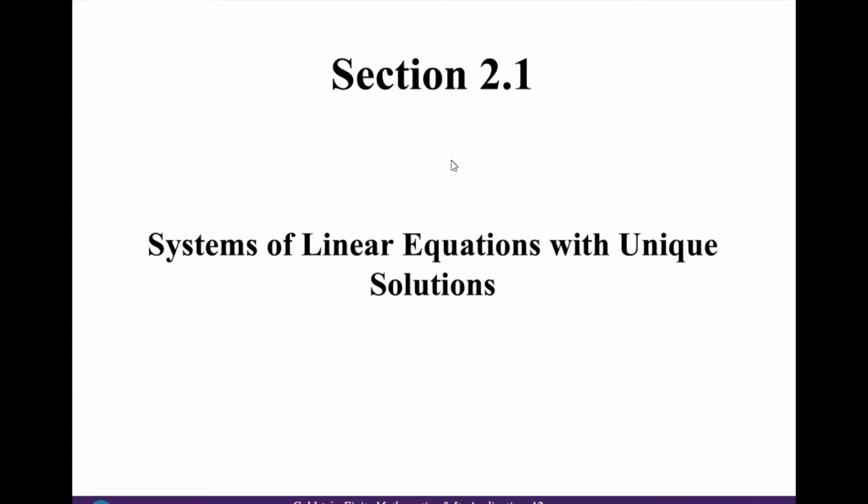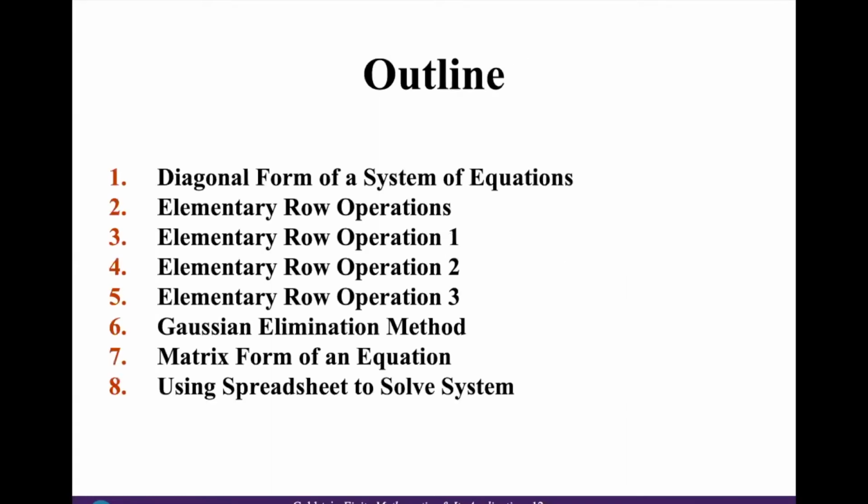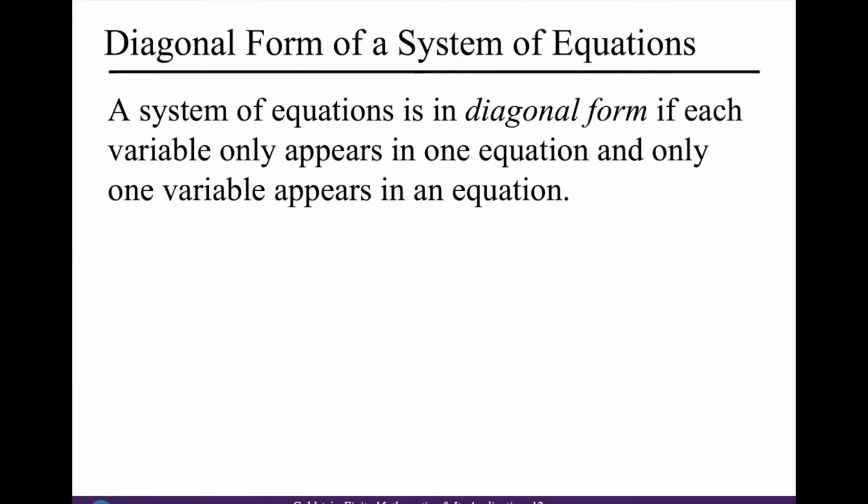Today we're starting Chapter 2, beginning with Section 2.1 on systems of linear equations with unique solutions. In this section, we'll look at the diagonal form of a system of equations. We'll look at elementary row operations 1, 2, and 3. We'll look at the Gaussian elimination method, the matrix form of an equation. We will not use spreadsheets to solve systems.